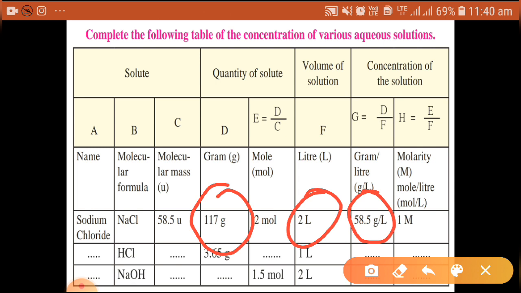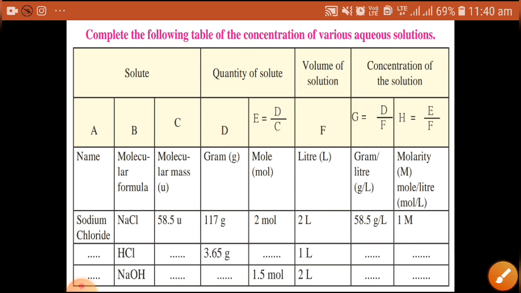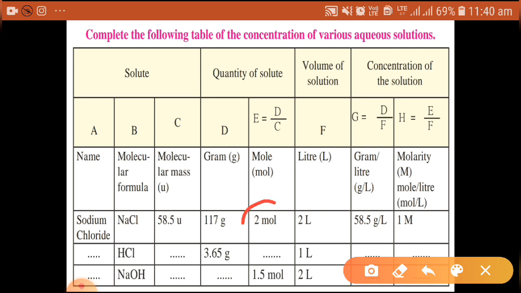Now next is molarity, denoted by capital M. Here you can see the molarity definition. We have seen it is the number of moles of solute in 1 liter of solution, or moles per liter. The number of moles is 2, so you have to see E and F. E means number of moles and F is the volume of solution in liter. So 2 moles are present in 2 liters.